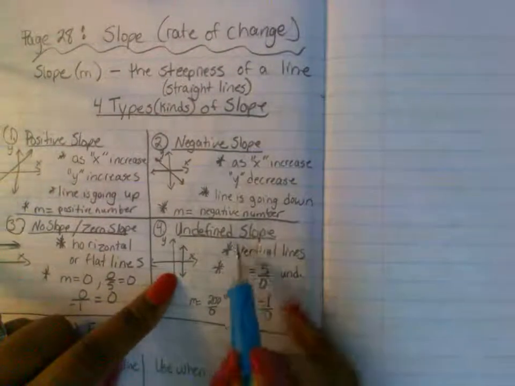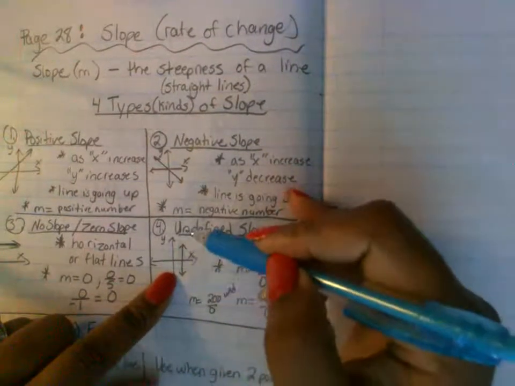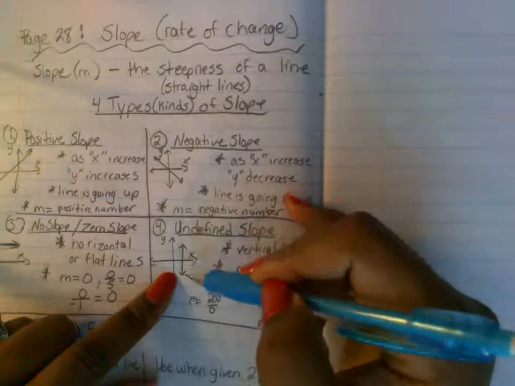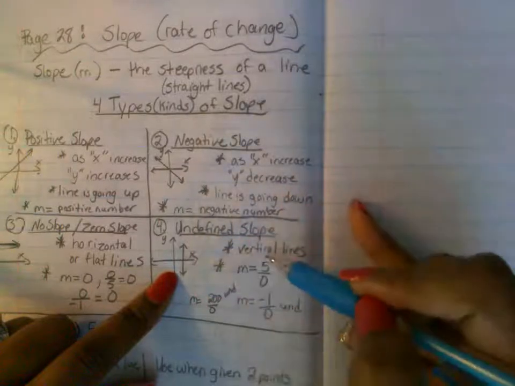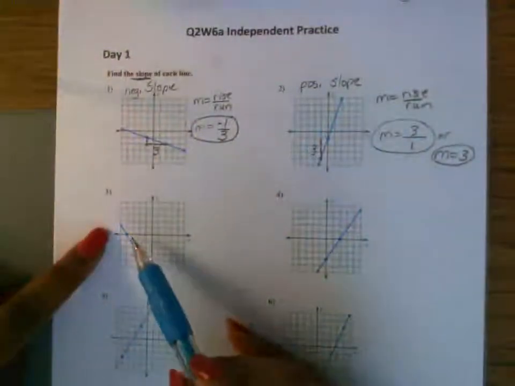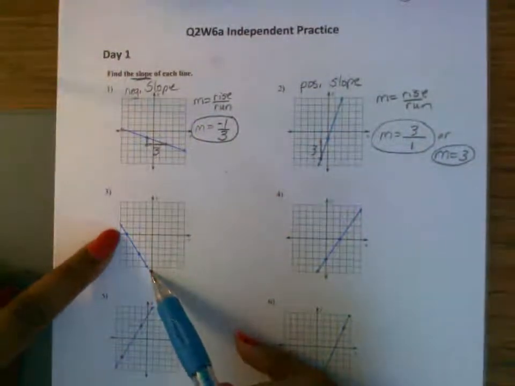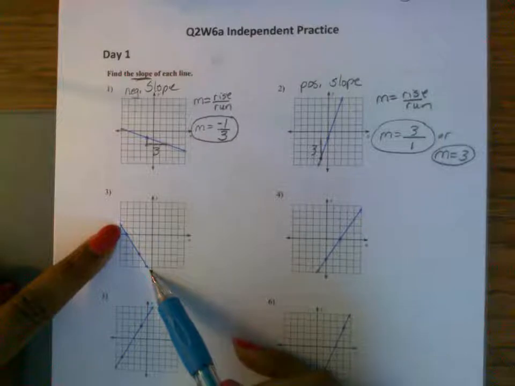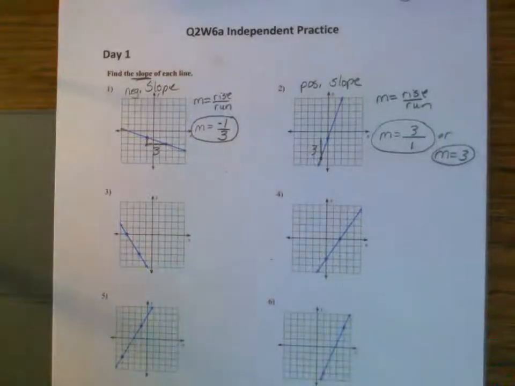Undefined slopes are vertical lines. They're straight up and down lines. They're vertical lines, all right? So this line right here that's going down is not an undefined slope. But great try. Somebody different? Any other guesses?